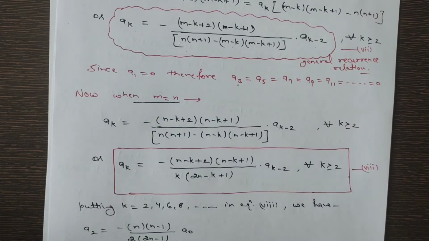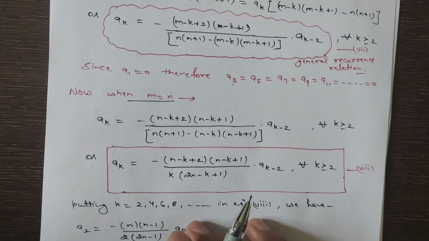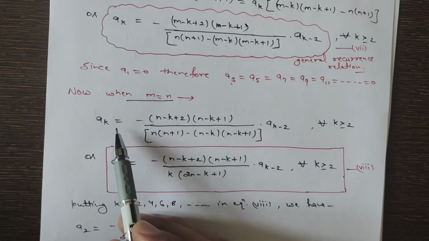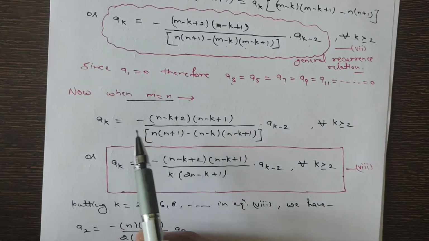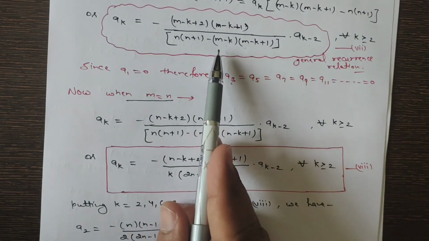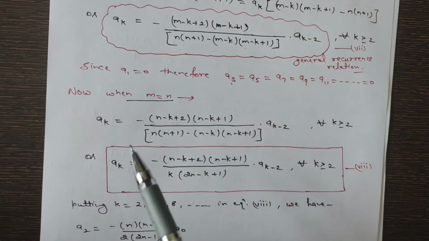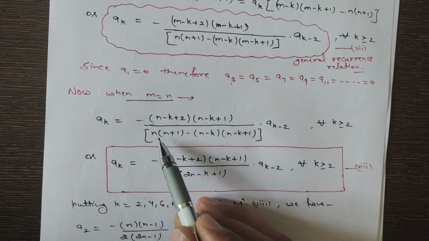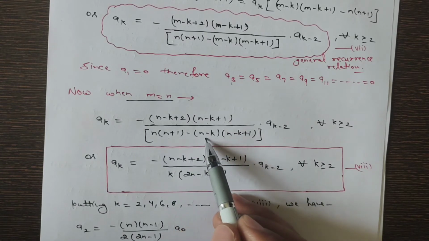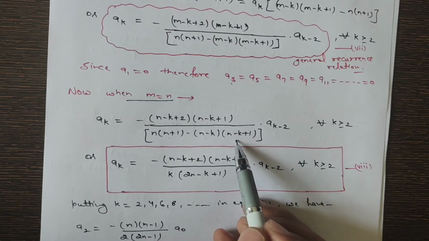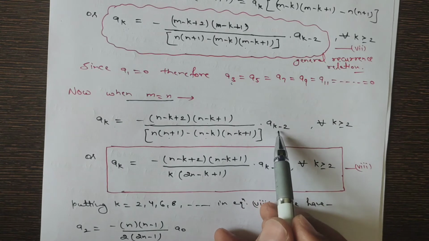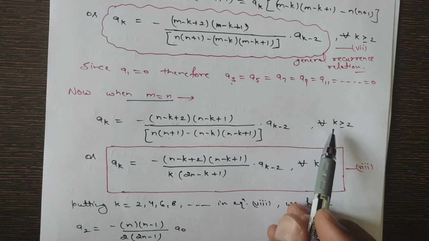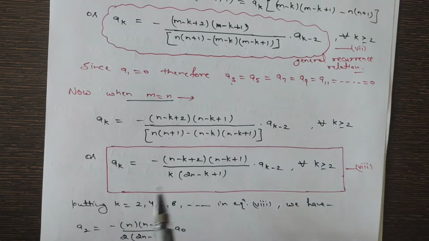So now considering the first case, as we had two values of m, first we had considered m equals n here. So this recurrence relation becomes, put m equals n in this particular equation, that is equation 7, so a_k equals minus (n-k+2)(n-k+1) divided by [n(n+1) minus (n-k)(n-k+1)] into a_{k-2}, for all values of k greater than or equal to 2.